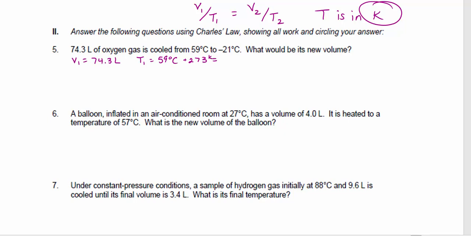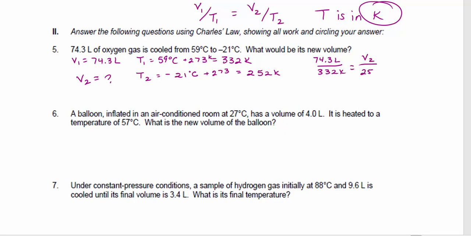And when I do that, I get 332K. I'm just adding 273 here. And I have a new temperature, and that new temperature is a negative 21 degrees Celsius. Again, I'm going to add 273 to it and get a new temperature of 252K. So I put my variables into my equation. V2 is the one that I don't have. So I need to have 74.3 liters over 332K is equal to V2 that I don't know over 252K.